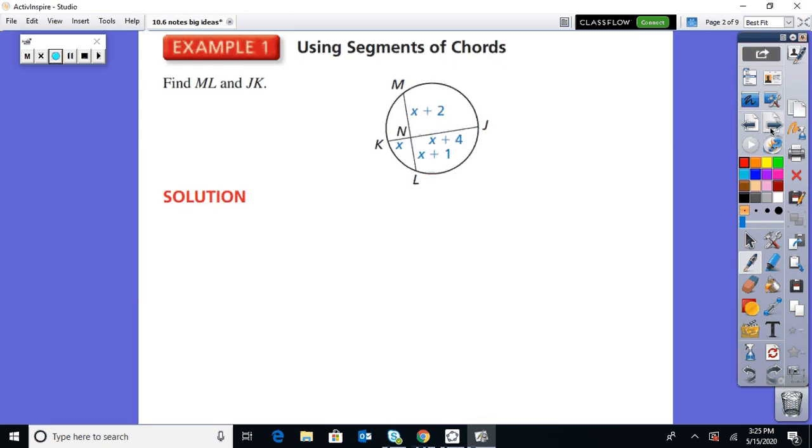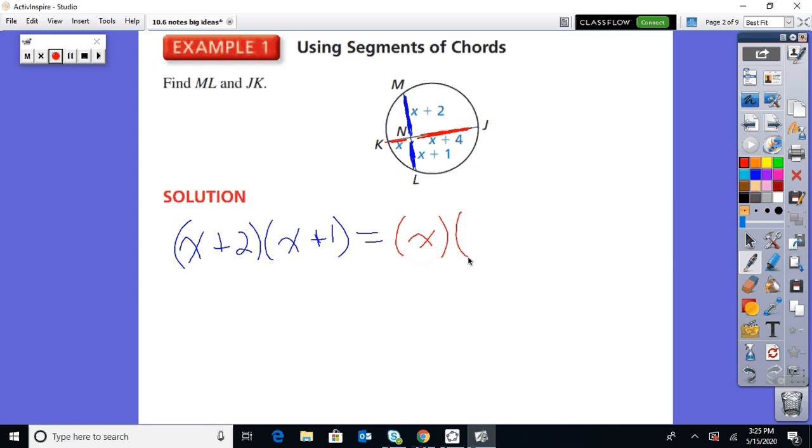All you have to do, in example 1, is take x plus 2 times x plus 1, not sure why I said minus. Set that equal to the two segments of the other chord multiplied together. All right, so there you go. Now it's just a matter of solving.